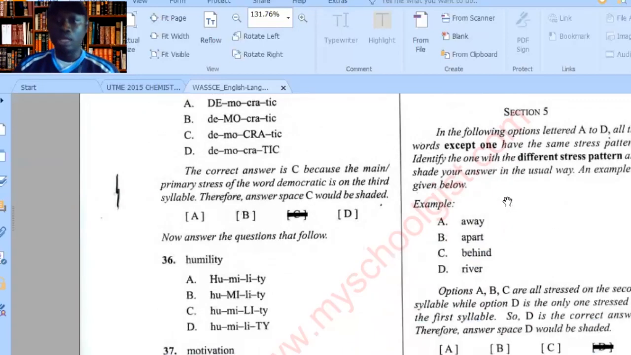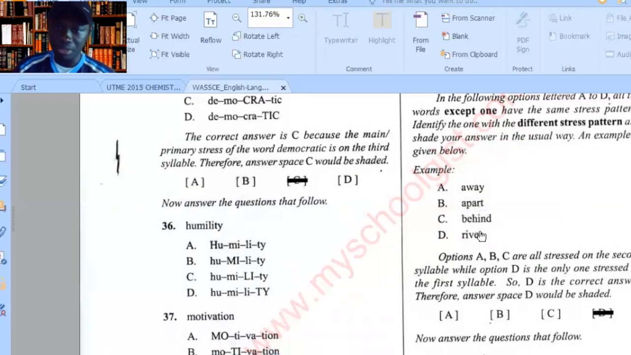Okay, let's move to section 5. This is stress pattern. This one is a little bit more difficult than the syllable stress. The stress pattern requires you to know how to transcribe and also how to identify the primary stress marks. What I want you to do here is transcribe the 4 options. In 3 of the options the stress is placed on the same syllable, while 1 of them will be placed on a different syllable. The one placed on a different syllable is your answer.